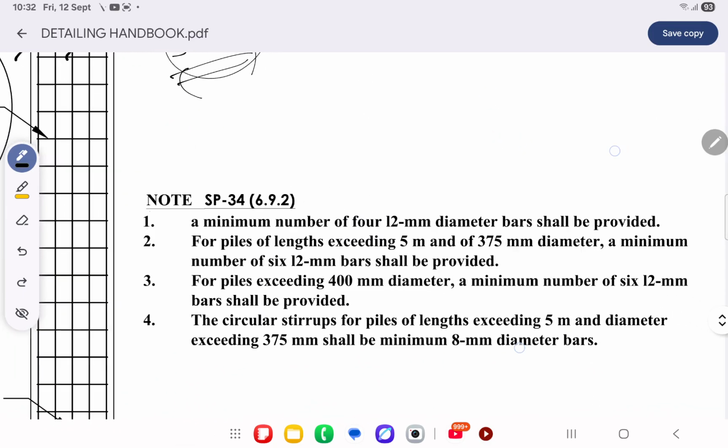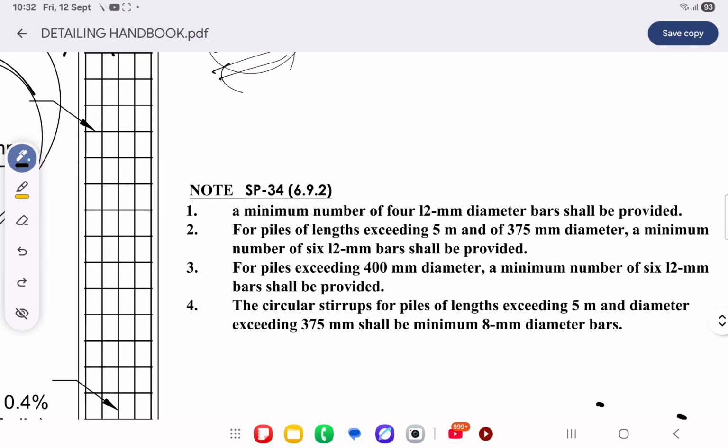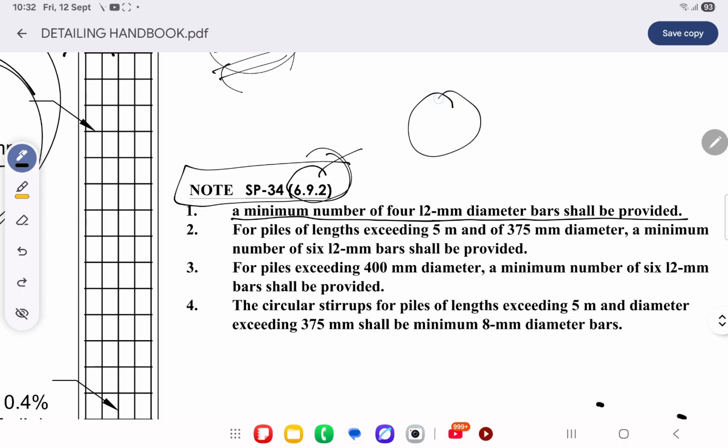And now we'll see what the code says according to SP 34 clause number 6.9.2. A minimum number of 4 12 mm diameter bars shall be provided. Suppose you are going to construct any pile, so how much minimum diameter of the bar can we provide in the case of pile? Minimum you have to provide 4 bars of 12 mm diameter. You cannot provide 10 mm diameter bar in a pile. Always remember, minimum diameter of the bar you have to provide is 12 mm in the case of pile.